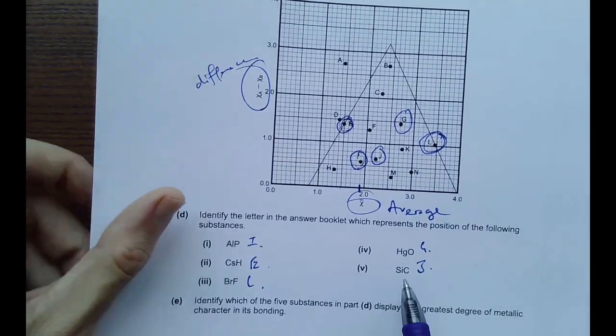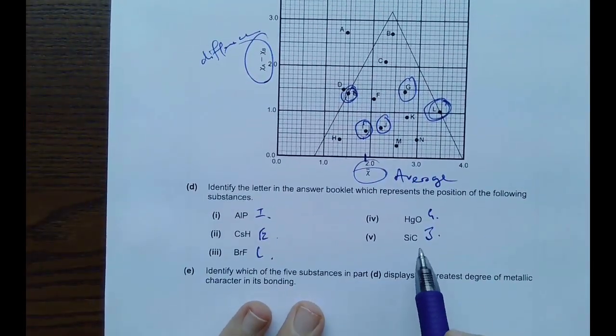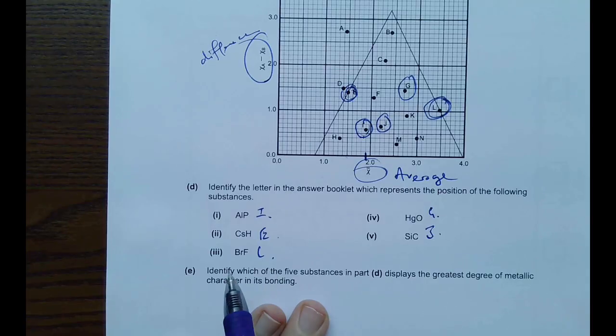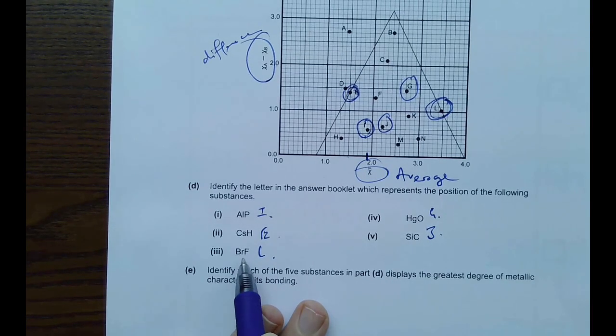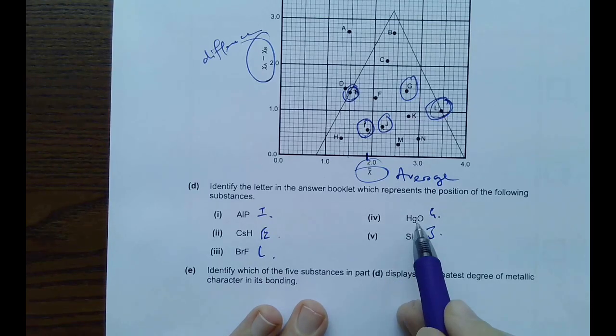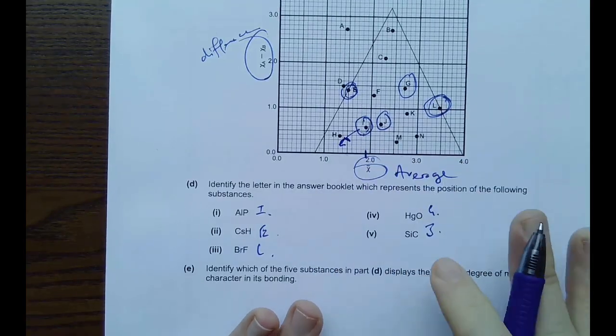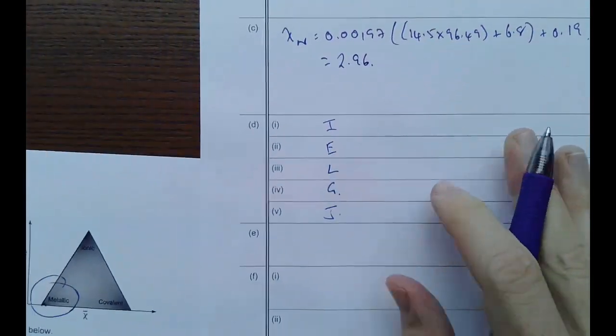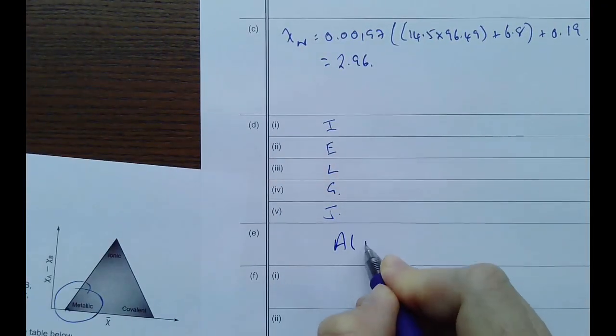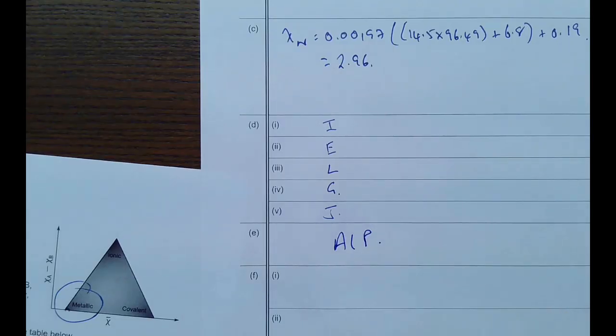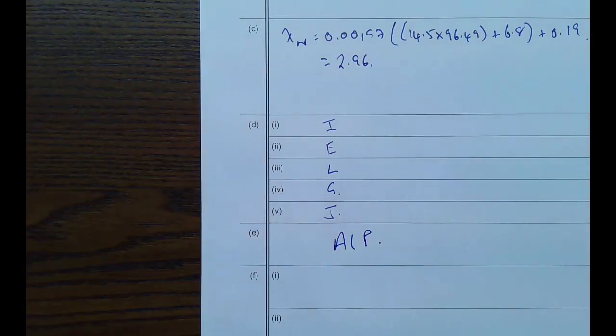Does that make sense in terms of what the constituent elements are? I mean, it's obviously not going to be BrF, it's very covalent. And then these other ones are all sort of, it's a bit hand wavy really. Just go for the one that's furthest down in the corner. Okay, so we're going to go with AlP. Okay, excellent. That was also fairly straightforward.